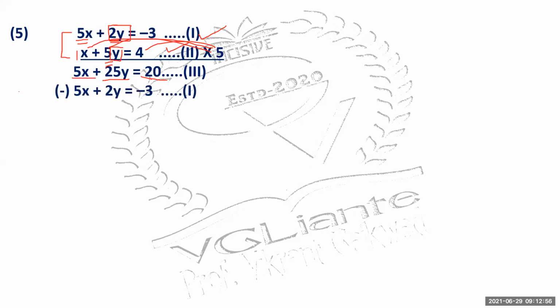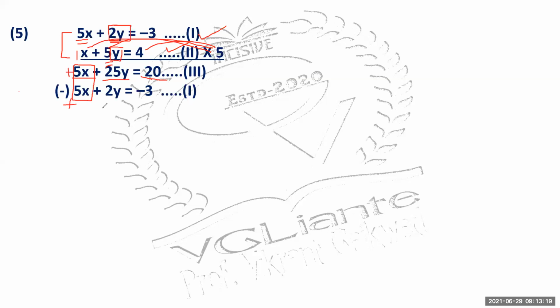Now check. We have made the coefficients equal, and the signs are also the same: plus and plus. So now the coefficients are the same and the signs are the same. So basically, what you're going to do is subtract.